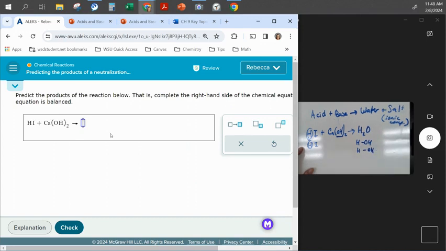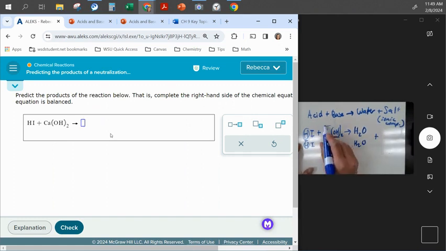Does that make sense? So the hydrogens from the acid are going to combine with the hydroxides from the base, and we're going to get water. But this one we would get 2 waters because we would need 2 hydrogen iodides. Okay, and then we can predict whatever is left over. Oh, well, we have calcium and 2 iodines. Calcium is the cation. Calcium goes first.